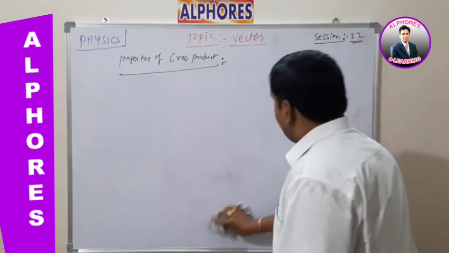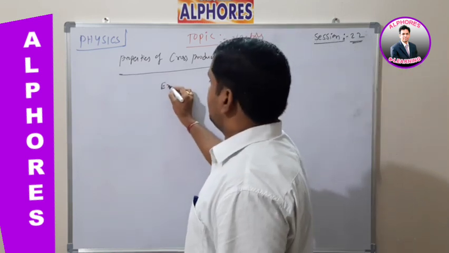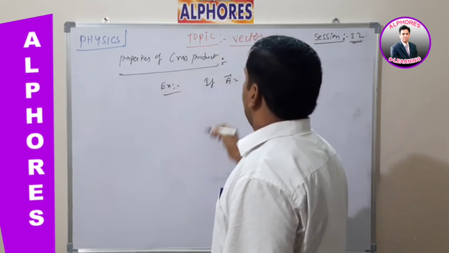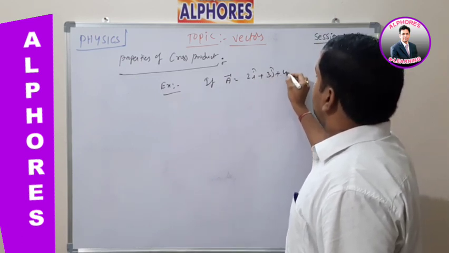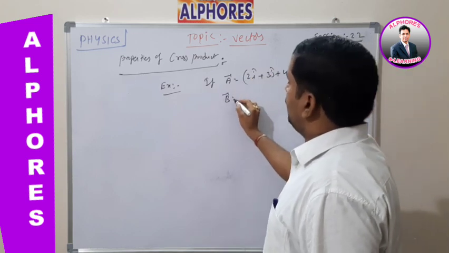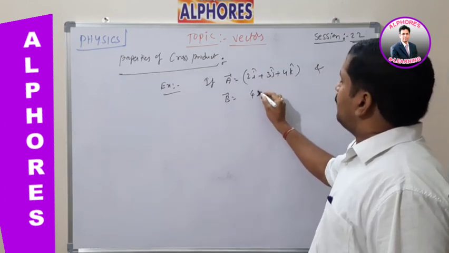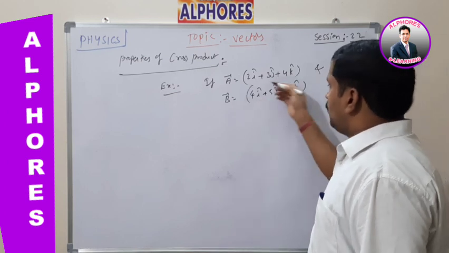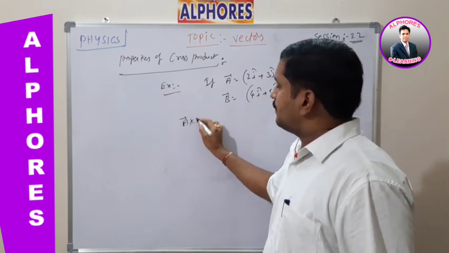Yeah. So this is the example for determination of cross product of two vectors. Let us say A bar is equal to 2i cap plus 3j cap plus 4k cap, and some other vector B bar, I am taking arbitrary vectors, whatever you take, no problem. B bar is equal to 4i cap plus 5j cap plus 6k cap. Then what is the value of the cross product of these two vectors?